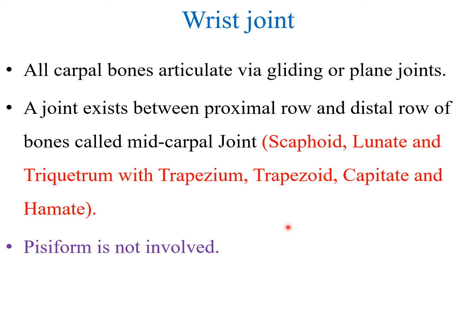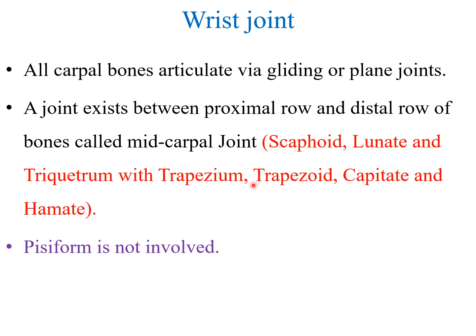So all the carpal bones articulate via gliding or plane synovial joints together. The joints formed between the carpal bones are plane synovial joints, and we already know from the foundation that plane synovial joints are joints in which the joint cavity is plain and only gliding or sliding movements take place. A joint exists between the proximal row and the distal row of the carpal bones, and that is known as the midcarpal joint, which is between the scaphoid, lunate and triquetrum in one row. In the other row we have trapezium, trapezoid, capitate and hamate.